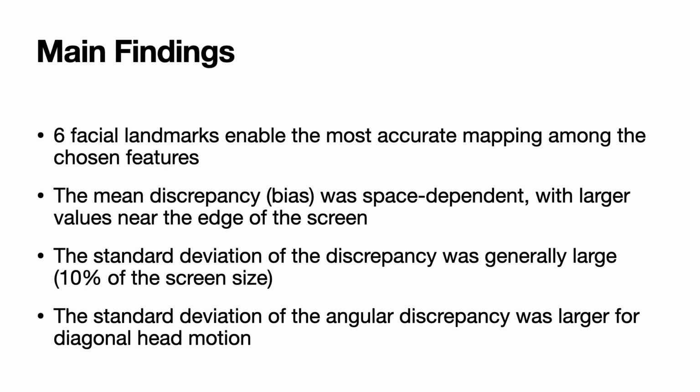Here are our main findings. We found that the feature made by 6 facial landmarks enabled the most accurate mapping among the chosen features. We observed that the mean discrepancy, bias, was space-dependent, with larger values near the edge of the screen. This suggests that a simple affine mapping may be insufficient to map a head feature to the target location on the screen.